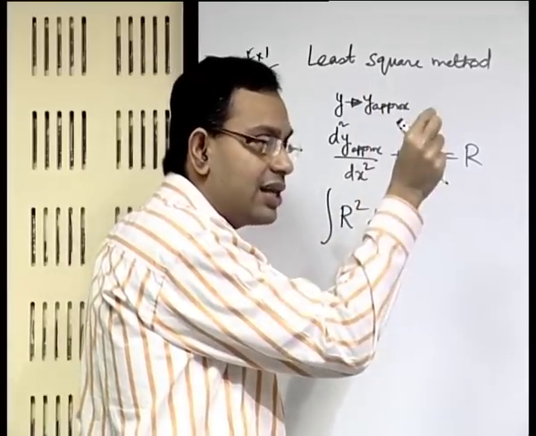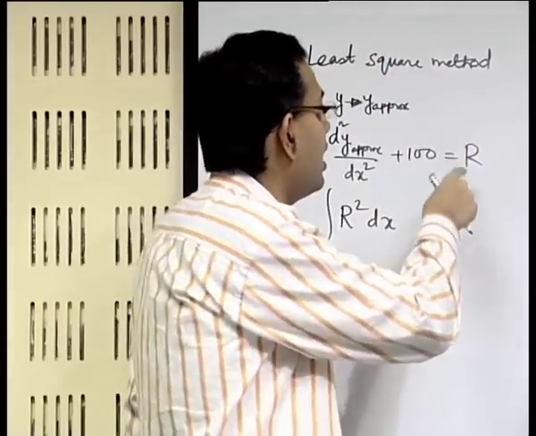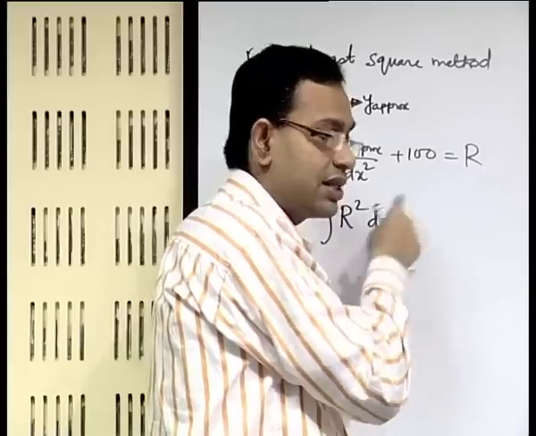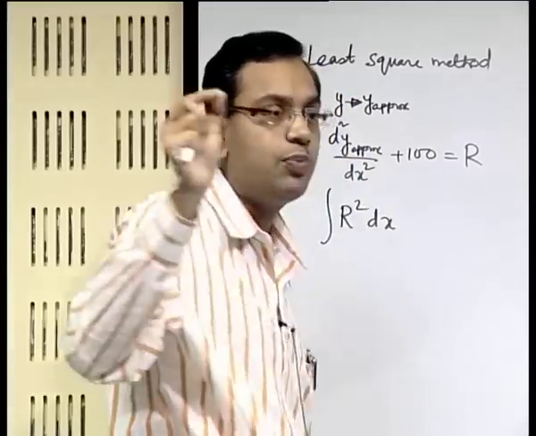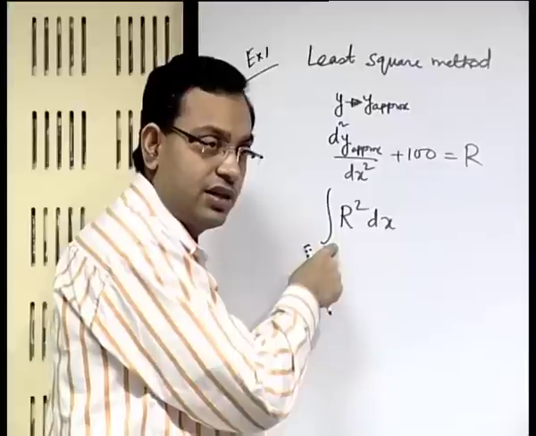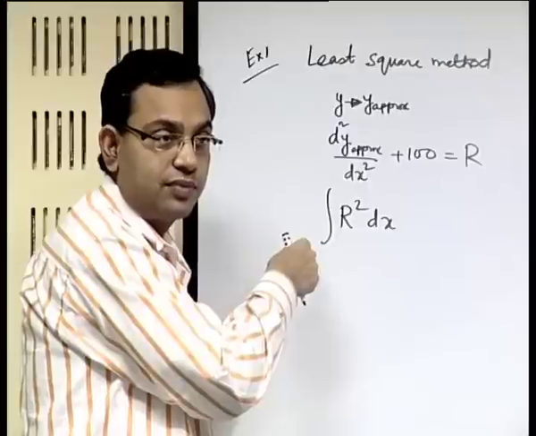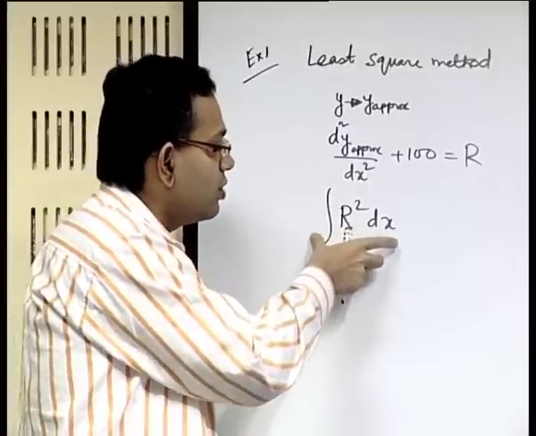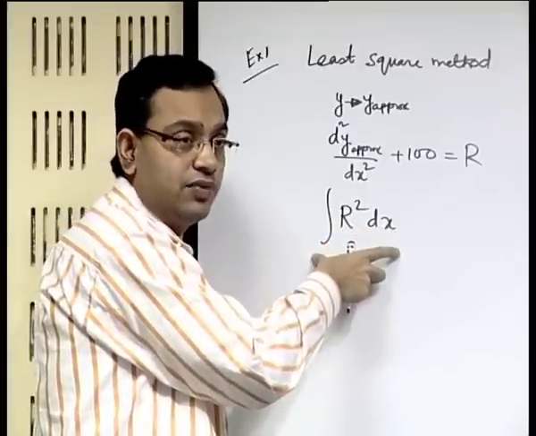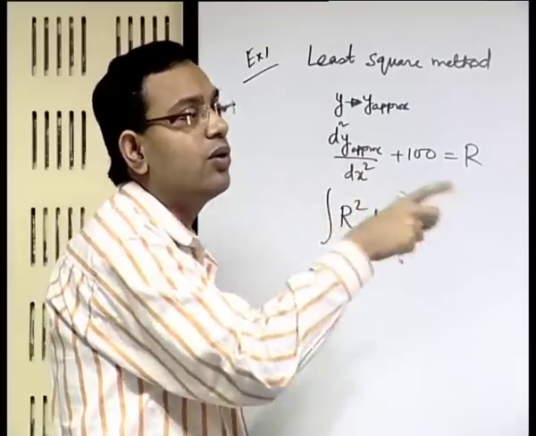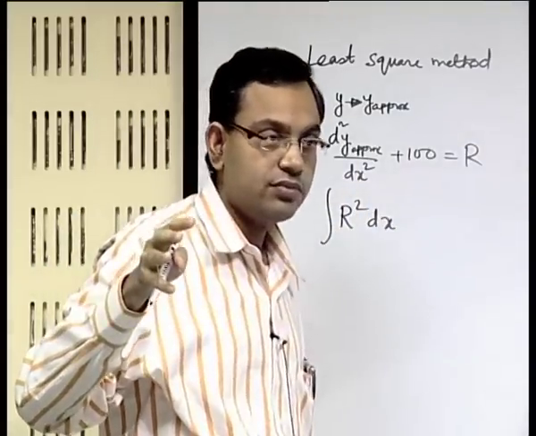At each and every x there is a corresponding error, R is the error. You are finding the square of the error at each and every x and summing it up. If it were discrete points, it would have been a sigma or summation, but because it is a continuous function, you have an integration. So, physically what is the meaning of this? Physically you are finding the sum of the squares of residuals at each and every point.